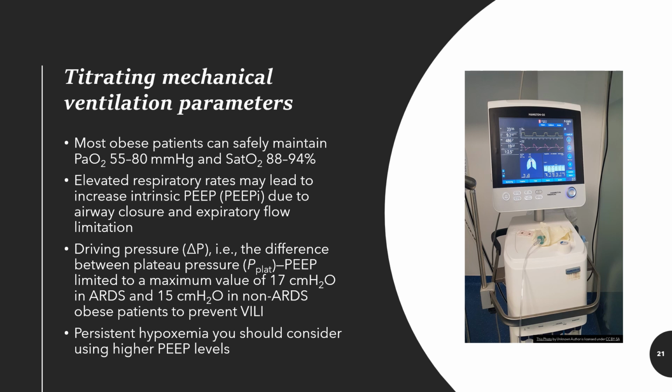If your patient is persistently hypoxic, you may want to use higher PEEP levels. So the first choice, if you have chronic hypoxemia, is to increase the PEEP. These are some of your general guidelines, and I'm sure you all know how to do this.